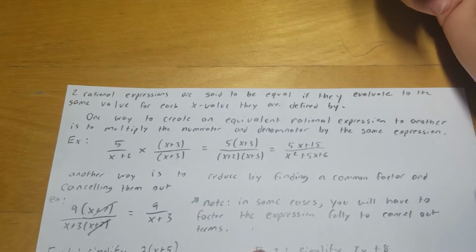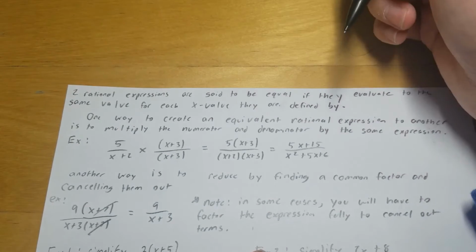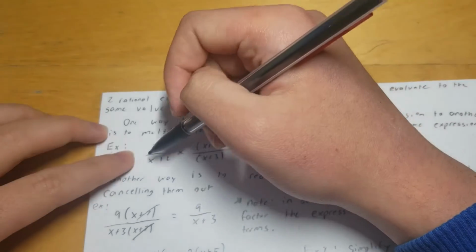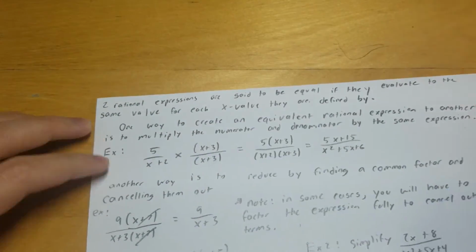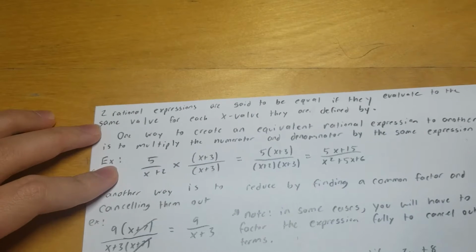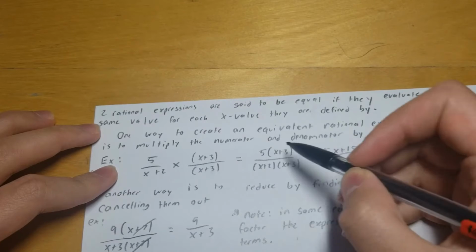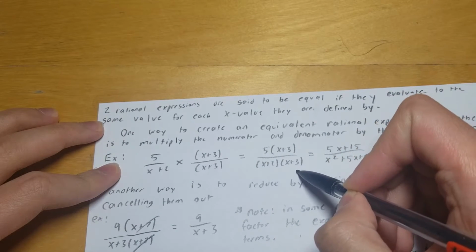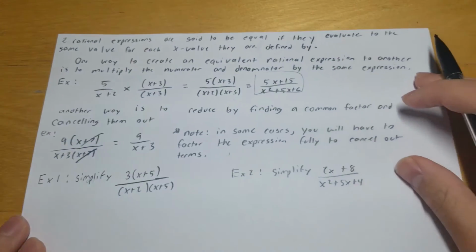One way to create an equivalent rational expression is to multiply the numerator and denominator by the same expression. For example, 5 over x plus 2 times x plus 3 over x plus 3. That's one way to create equivalent rational expressions. So you get 5 times x plus 3 on top, x plus 2 times x plus 3 on the bottom, and this would be your final result.